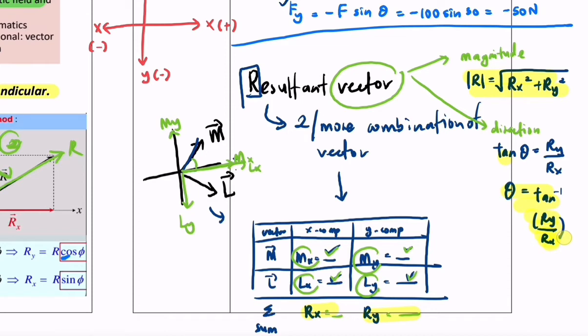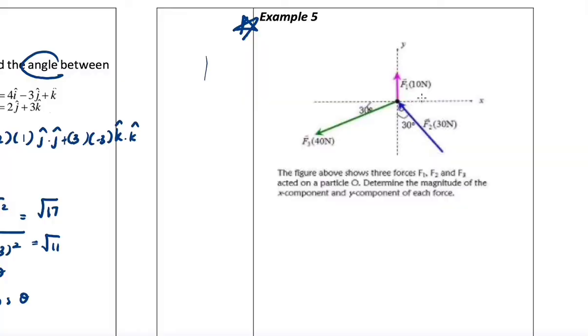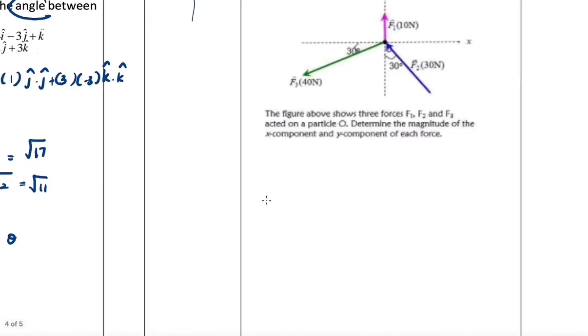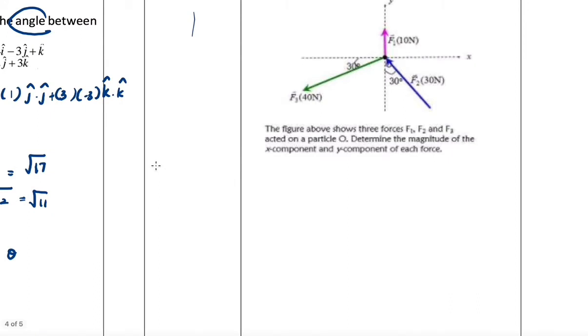Okay, shift tangent ry over rx. So this is how we resolve two vectors. Kita tengok sahaja, kita nampak we have 3 vectors. So once kita ada 3 vectors, nak kita cari the resultant vectors. So bila resultant, automatically kita kena buat table lah. Okay, kita buat table.